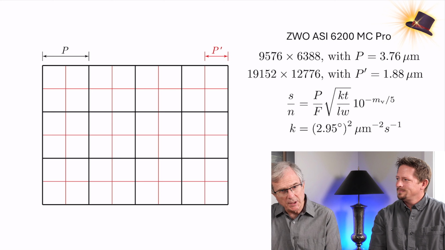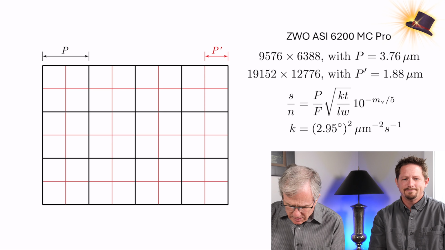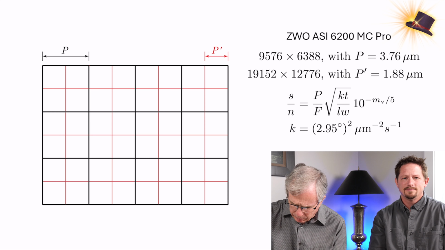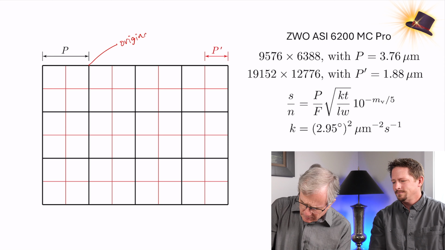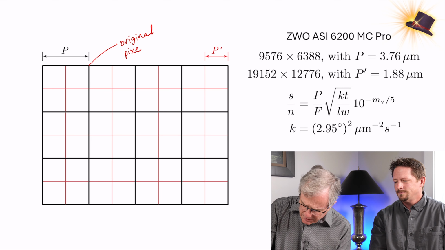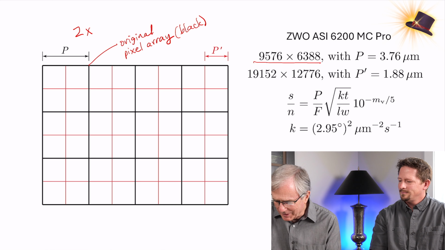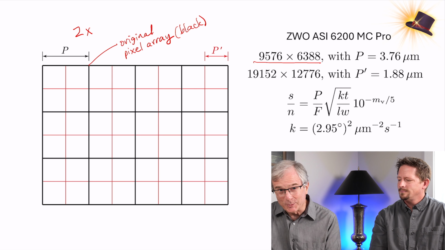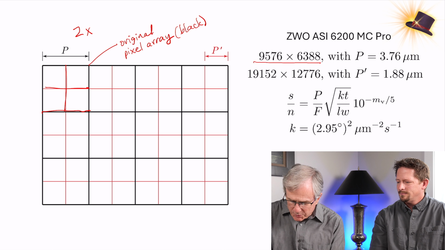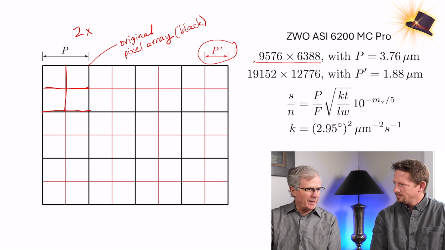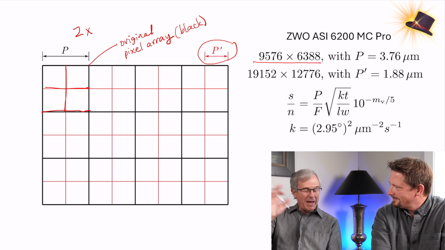Yeah. 2x drizzling is the exact opposite of 2x binning. So what drizzling means is that we're starting off, this black here is the original pixel array of your sensor. So this is an illustration of a 2x drizzle. You're starting off with a 6200 camera, which has 9,000 pixels by 6,000 pixels, and you're dividing each one of those pixels up into 4. You've reduced the pixel size to half its original value. With binning, you've doubled the pixel size. With drizzling, you've halved it.